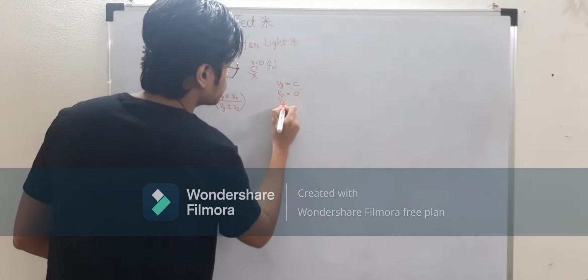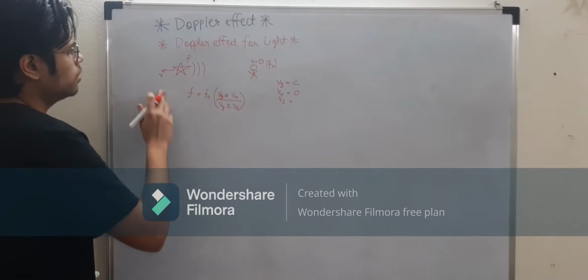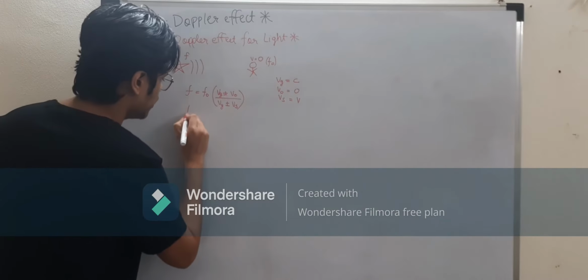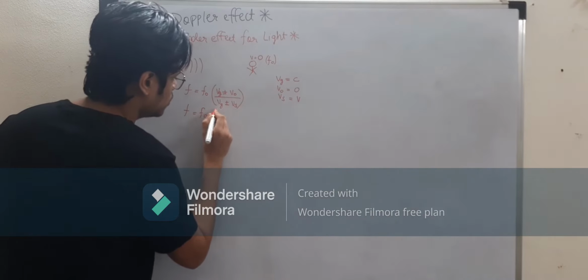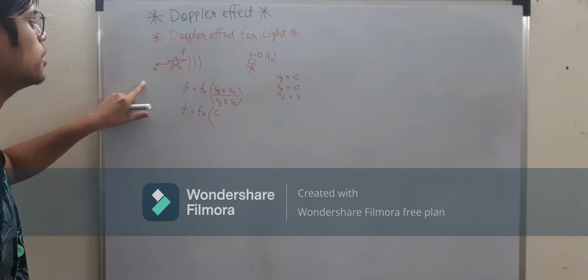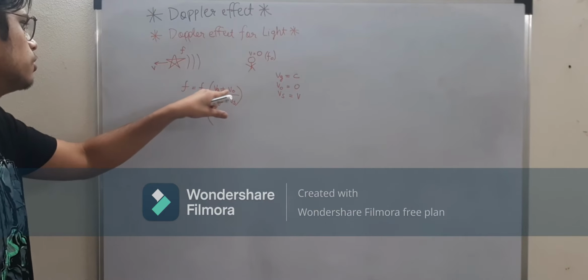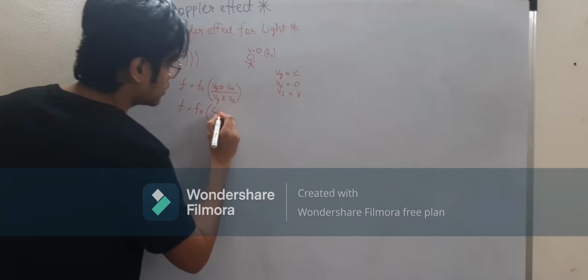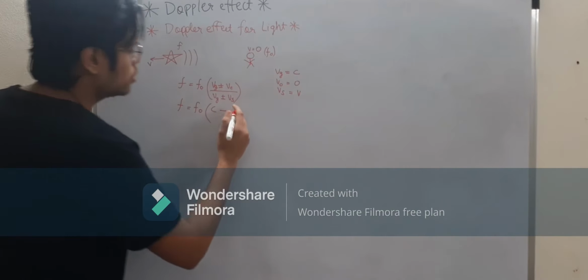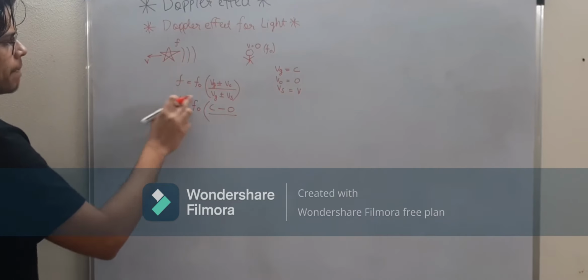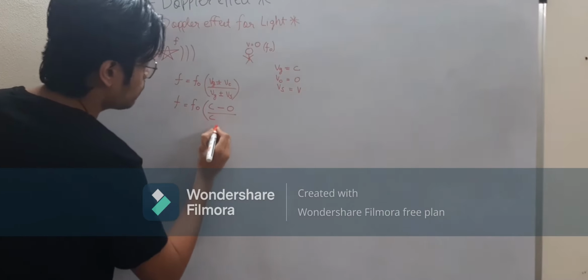Vs will be V. Right? And now applying all this here. So f will be basically f0. Vg is c. Now since the star is moving away from us, the frequency should be less. So the denominator needs to be minus, the numerator should be minus. But it doesn't matter because V0 is 0 anyway. So c minus 0 upon Vg. Vg is the speed of light.